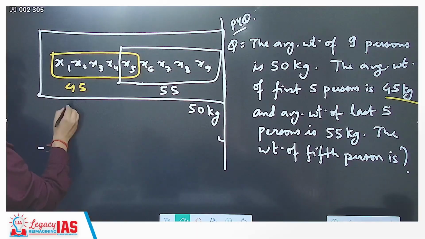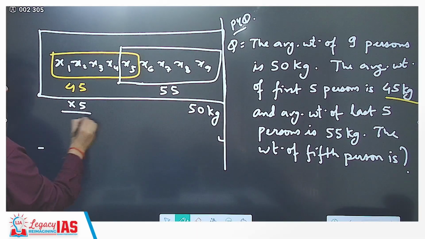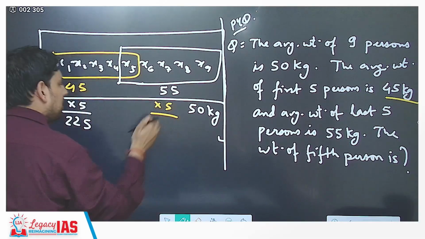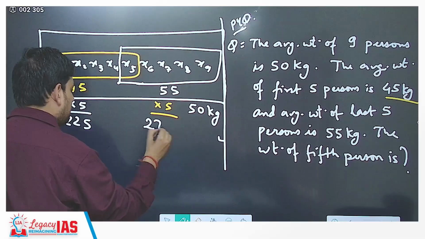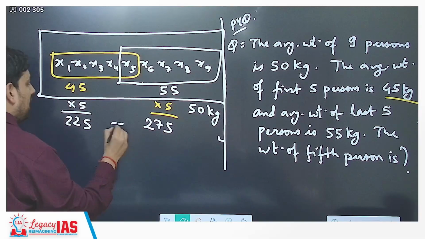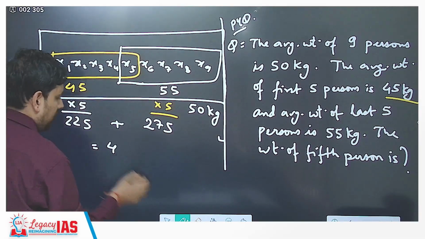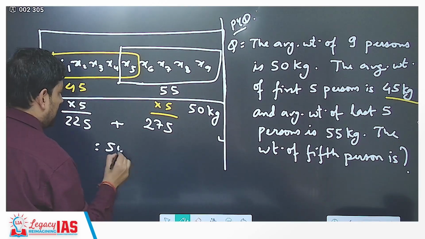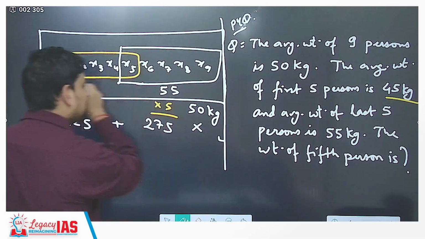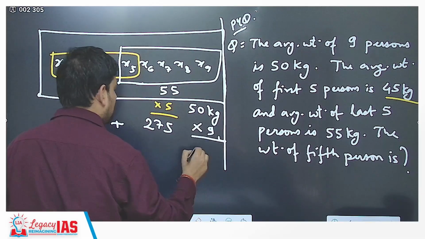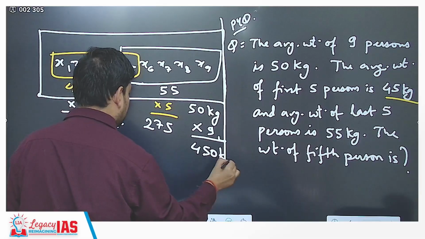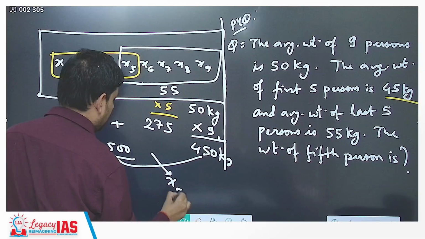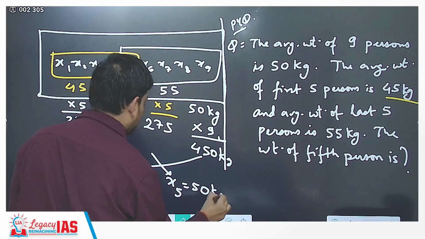What you will do: this is for the first 5, so into 5, this comes out to be 225. This will again be into 5, 55 into 5 comes out to be 275. Now I add them both, and I get 500. And from here I get 50 kg, which is for all 9 people, so 50 into 9 comes out to be 450 kg. Now whatever is the difference gives you the value of x5. So x5 comes out to be 50 kg.